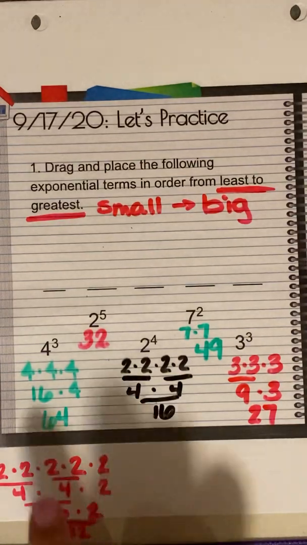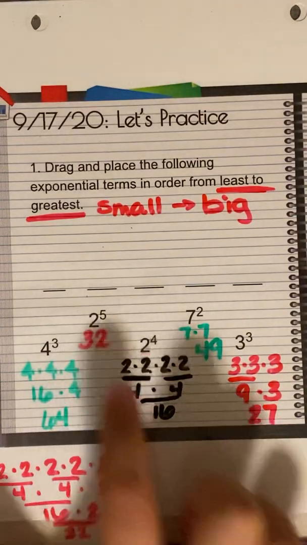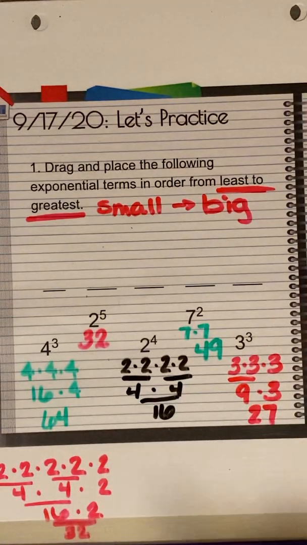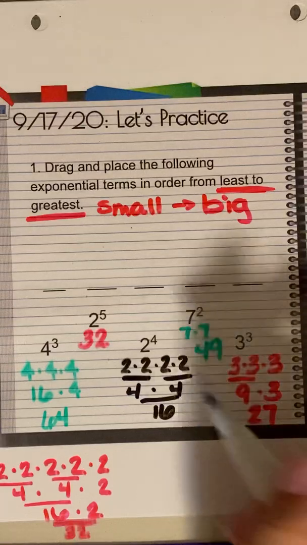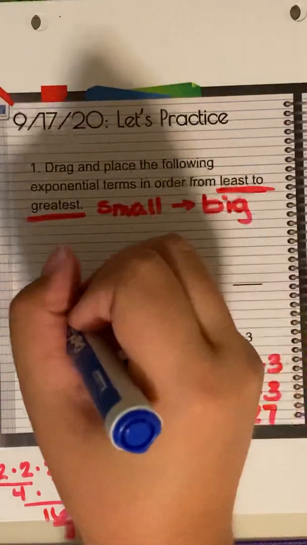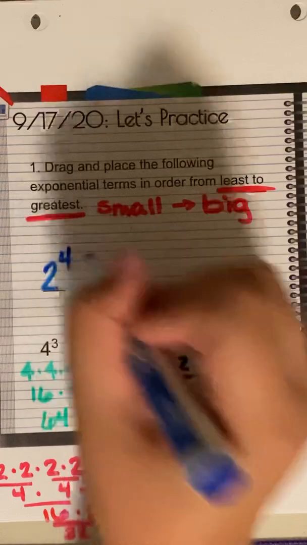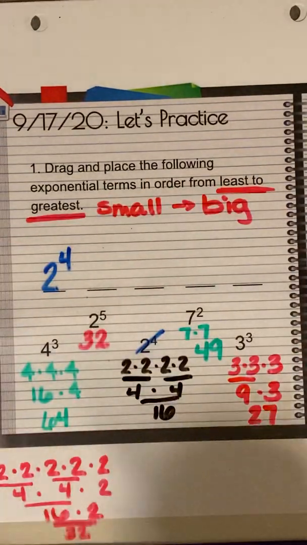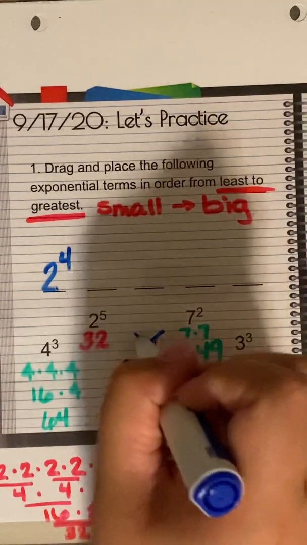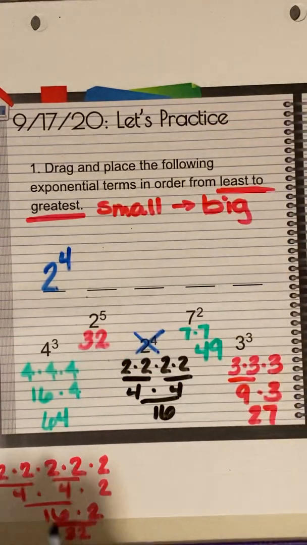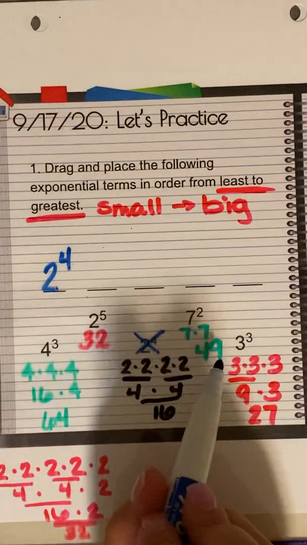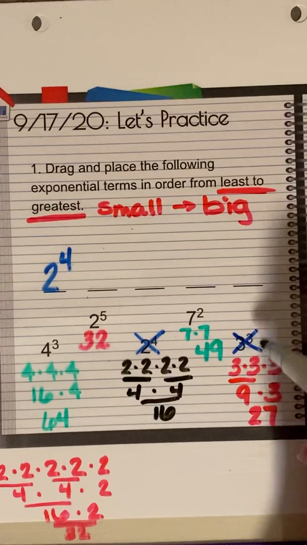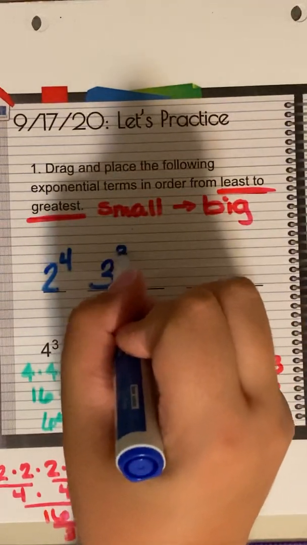Now, we're going to place them in order from least to greatest. So what is the smallest answer here? 64, 32, 16, 49, or 27? 16 is our smallest answer, and that is 2 to the 4th power. So I'm going to drag that to the first spot because it's small to big, least to greatest. The next smallest: 64, 32, 49, or 27? 27. So 3 to the 3rd power, or 3 cubed.